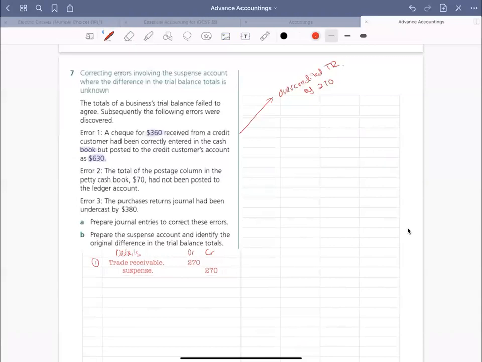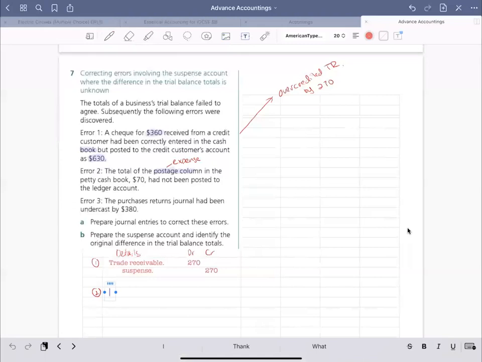Error number 2, the total of postage column in the petty cash book, $70 had not been posted to the ledger account. Okay, so you have written in your petty cash book, but you haven't written in your expenses. So the postage column, the postage is an expense. So we under debited the expense. So number 2, we have to debit postage. Once we debit postage, it will be $80 on debit side, and then we have to credit suspense account.